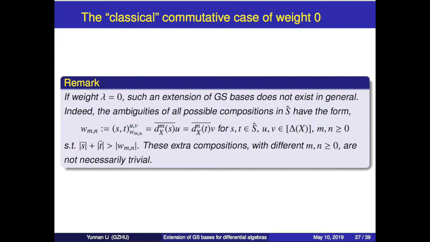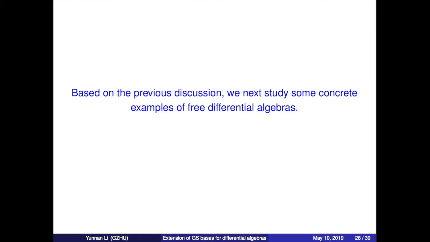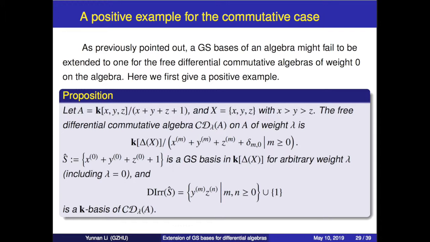Okay, then we start some concrete examples about our result. First, we give a positive example for this classical commutative case of weight zero. The original algebra is just a polynomial algebra with three variables and also one linear relation. Then we can show that the free differential commutative algebra of arbitrary weight can have an induced global Shirshov basis from the original one, just the S hat.